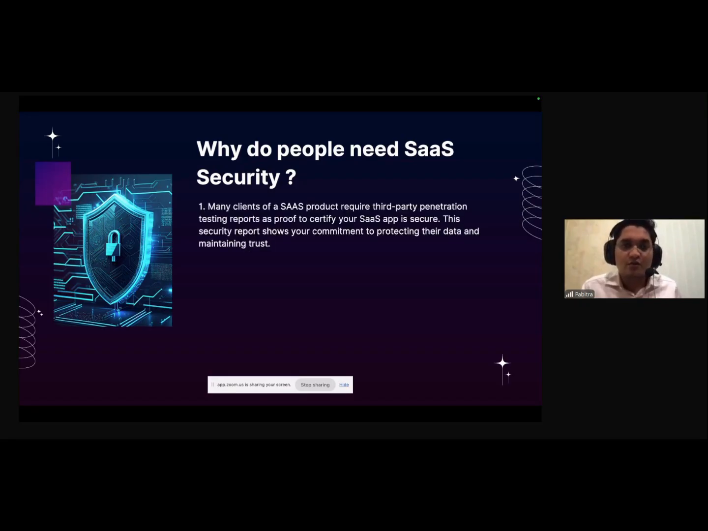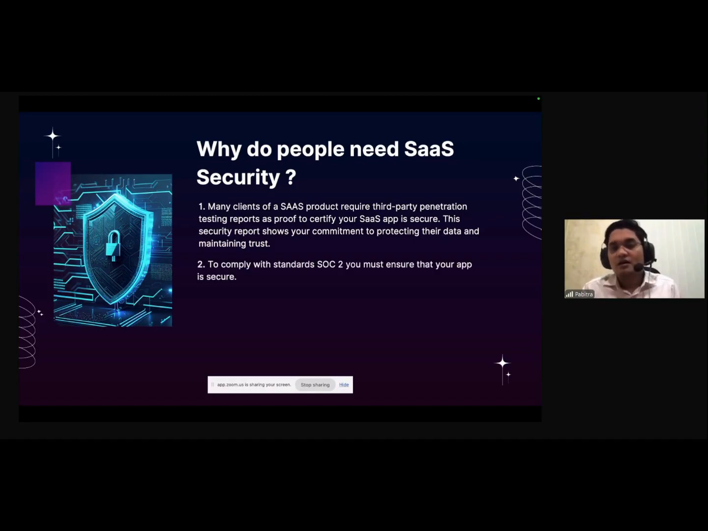Starting with the main reason, almost 60% of our SaaS clients go for security because their own clients need a third-party penetration testing report to certify that their SaaS application is secure before even using their platform. For example, someone is providing a messaging SaaS product that an enterprise or a bank will use. The bank will ask this company to provide a third-party penetration testing report mentioning that the application is secure to use.